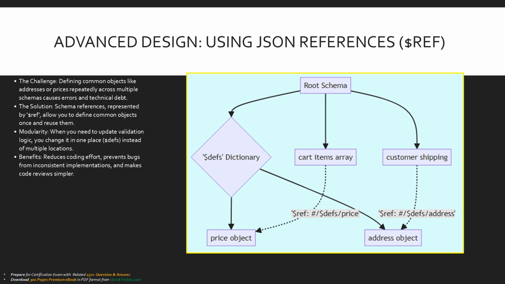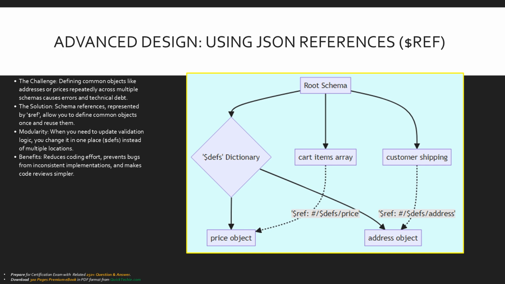Our final diagram visualizes the elegant modularity of JSON references. At the top, we have our root schema. Inside this root, we define a $defs dictionary, which acts as a library containing our standard definitions for a price object and an address object.